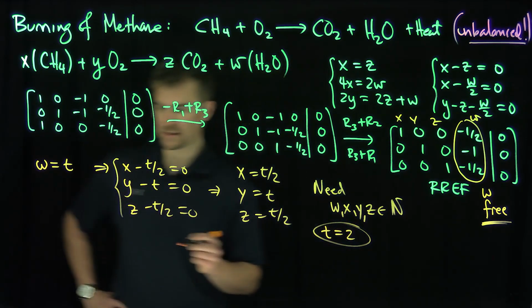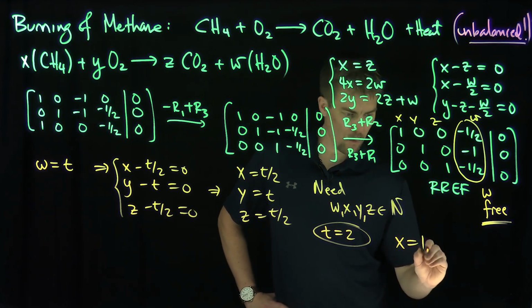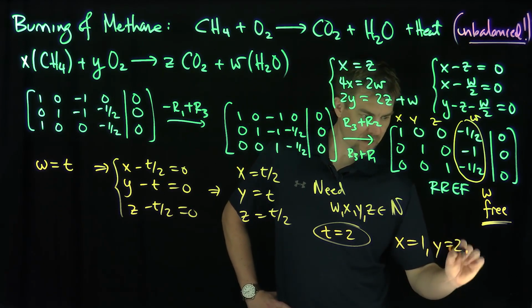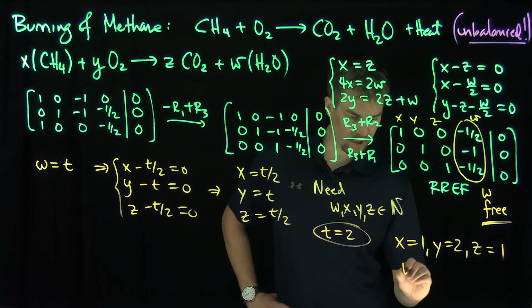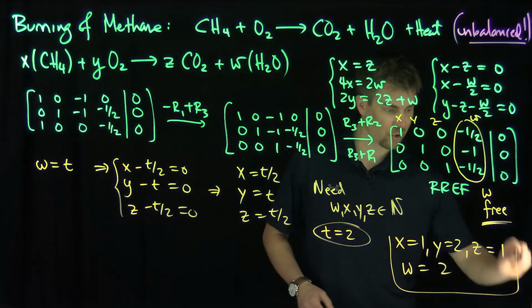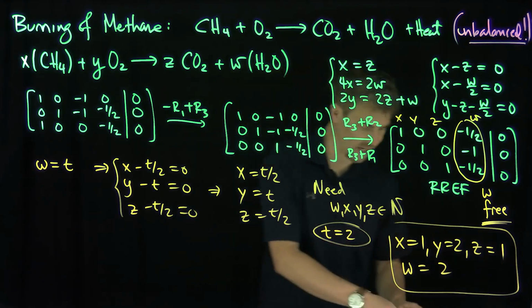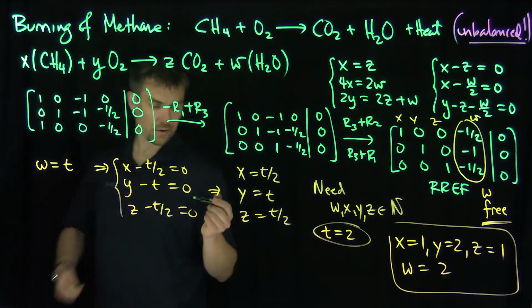If T is equal to 2, what does that say? That says that X is equal to 1, Y is equal to 2, Z is equal to 1, and T is equal to 2, so W is equal to 2. Now I can just fill in our solutions. I found the most efficient way of doing this. Of course you could say I could just guess, but now we have a much more efficient algorithm which works for general chemical reactions very easily as well.